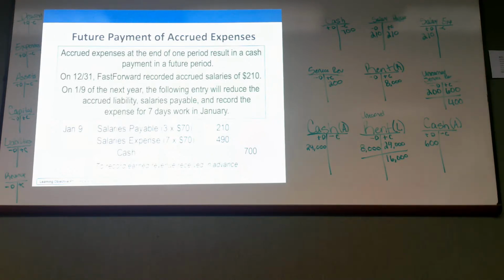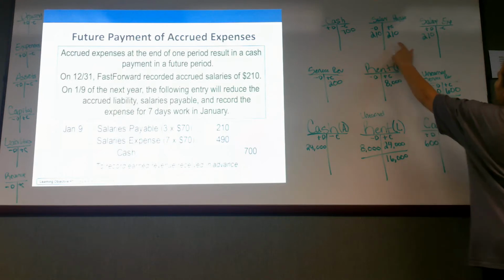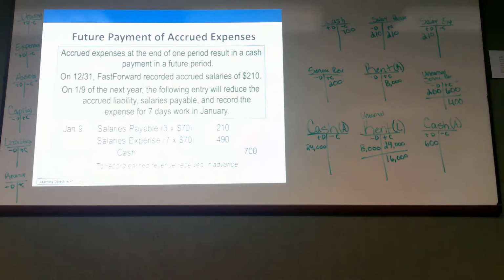Is our account balanced? No. Why isn't it balanced? Because you have 210 and 700. So what happens to the remaining balance that we have? We have 3 days that we already accounted for, right? So now we need to take care of the other 7 days that they worked and we just paid them for. So what account does that impact? It's just straight salary expense.